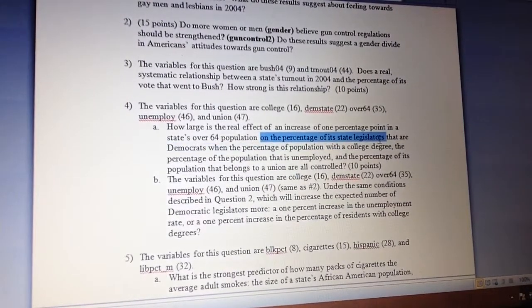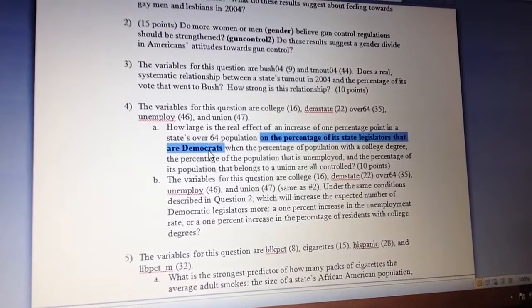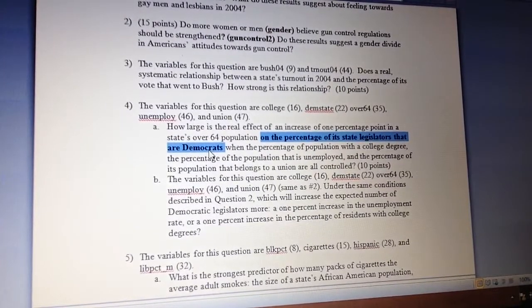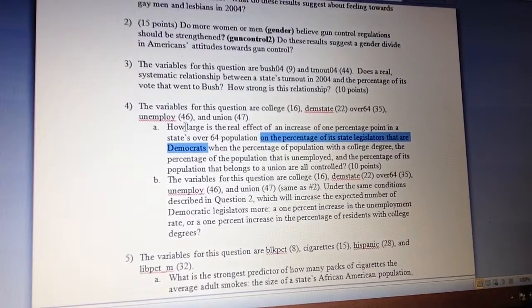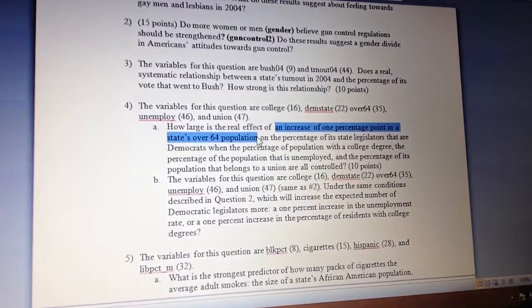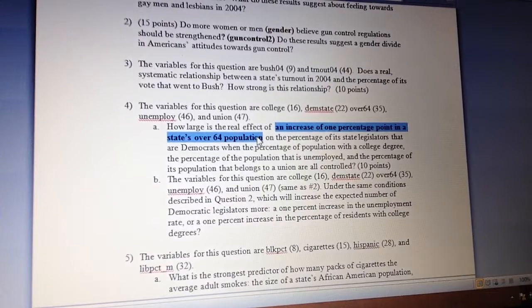Remember, the thing that we are predicting is always the dependent variable. So in this case, the outcome that we want to predict is the percentage of the state legislators that are Democrats. All right? The thing that does the prediction is the independent variable. So, how large is the real effect of an increase of 1 percentage point in a state's over 64 population on the percentage of its state legislators that are Democrats?